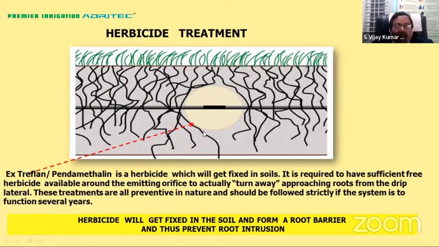The herbicide will get fixed in the soil and form a root barrier. This is a very dilute concentration, so one need not worry about it. All farmers use herbicides for the removal of weeds. The same thing only is going to be injected, so that the emitter orifice will be totally protected.